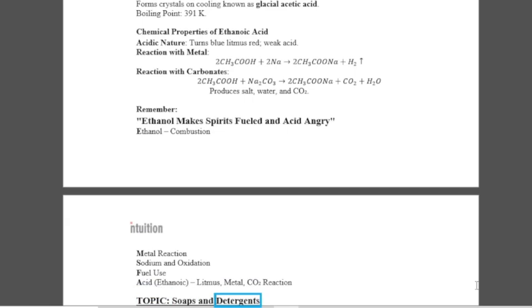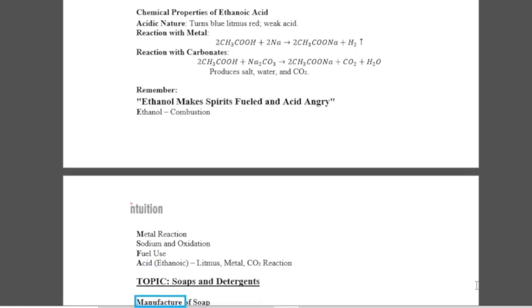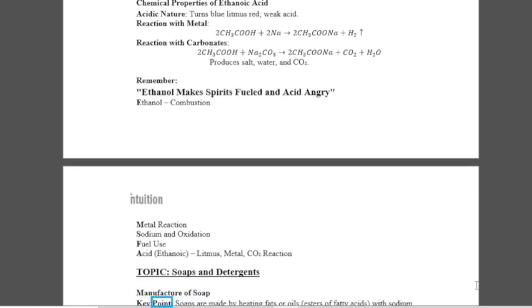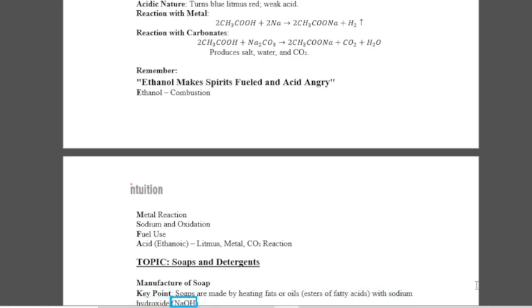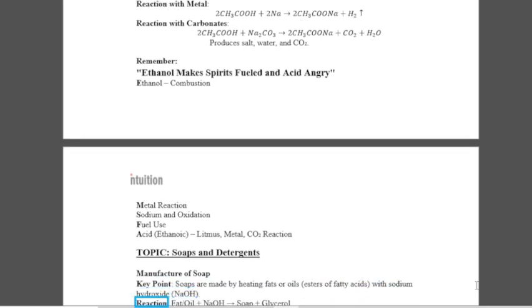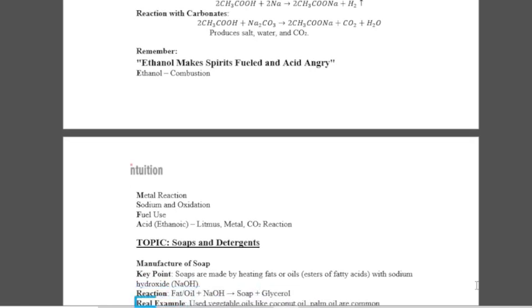Soaps and detergents. Manufacture of soap. Key point: soaps are made by heating fats or oils, esters of fatty acids, with sodium hydroxide, NaOH. Fat or oil plus NaOH gives soap plus glycerol. Real example: vegetable oils like coconut oil and palm oil are commonly used.